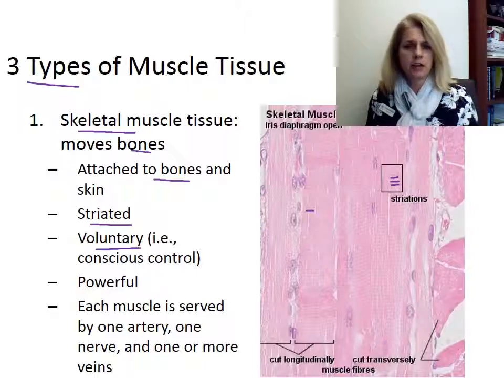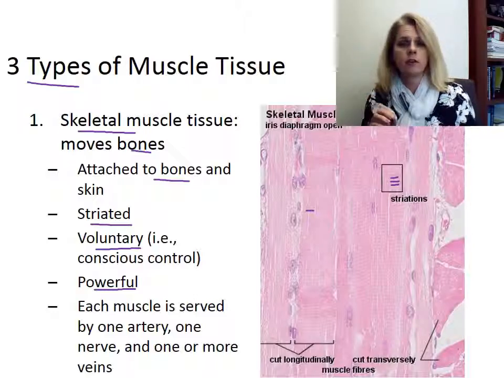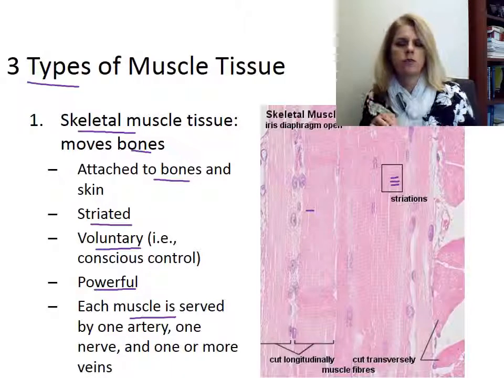It's voluntary. That means we're in control. I can tell my arm to move or blink my eyes. Anything that is skeletal muscle, I'm in control of. It's very powerful. These can be very large, very strong muscles. Each muscle has one artery, one nerve, and at least one vein, usually more than one vein.